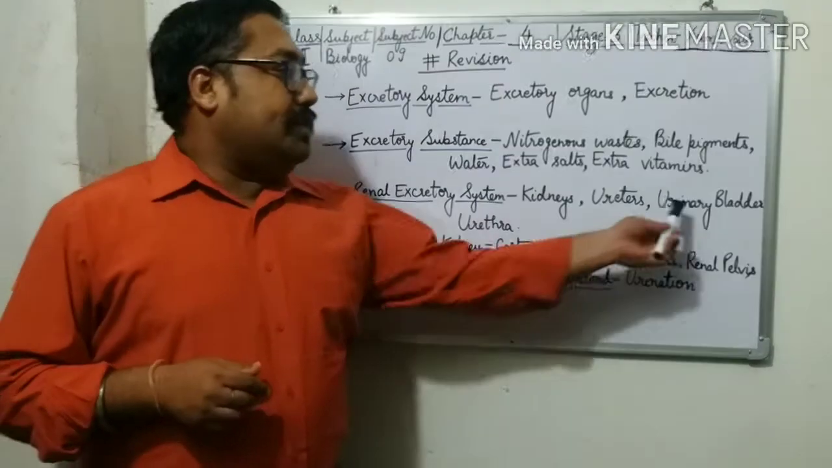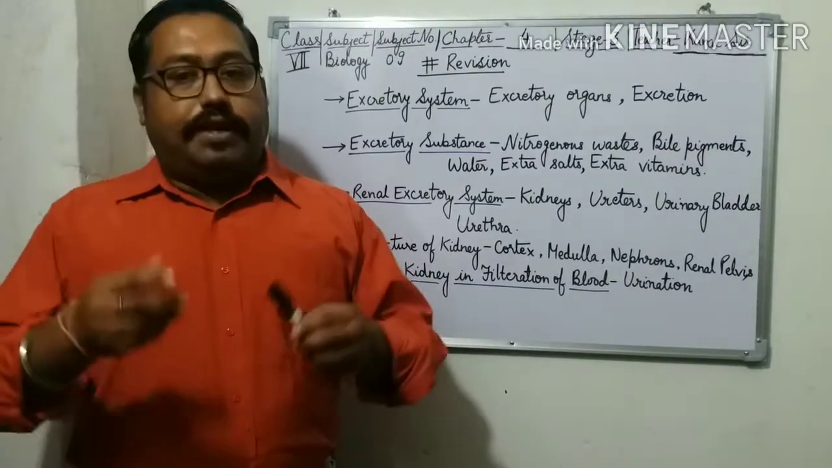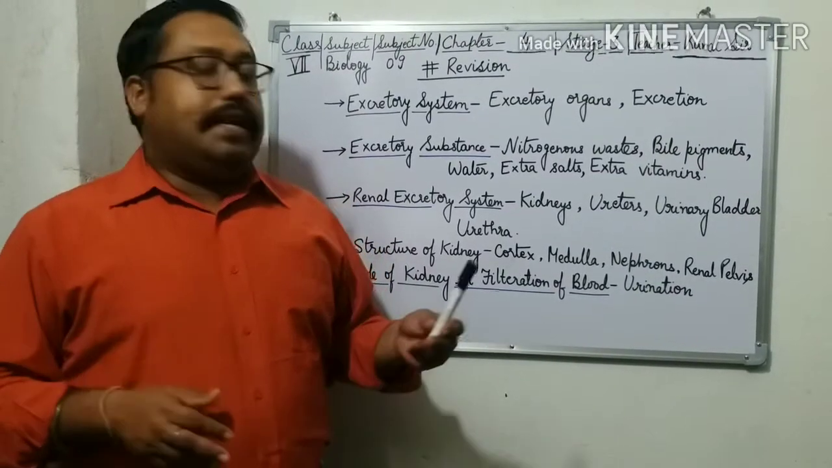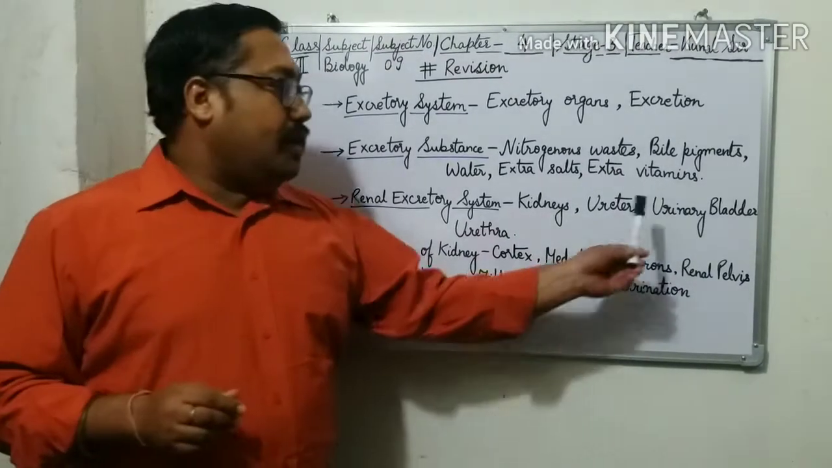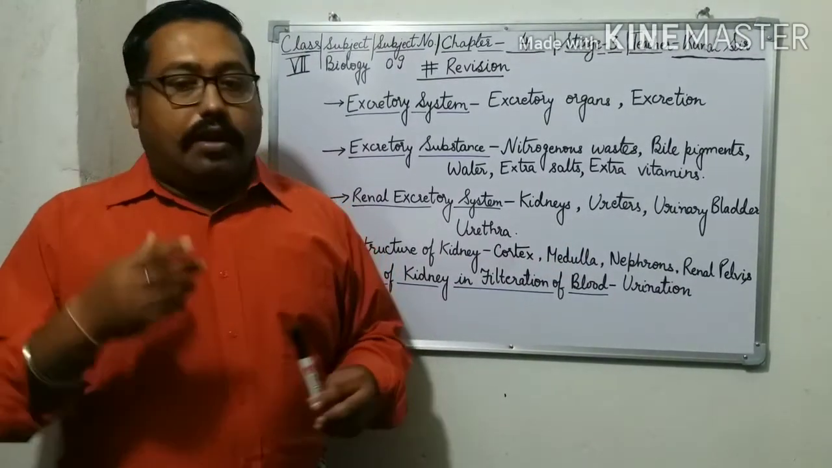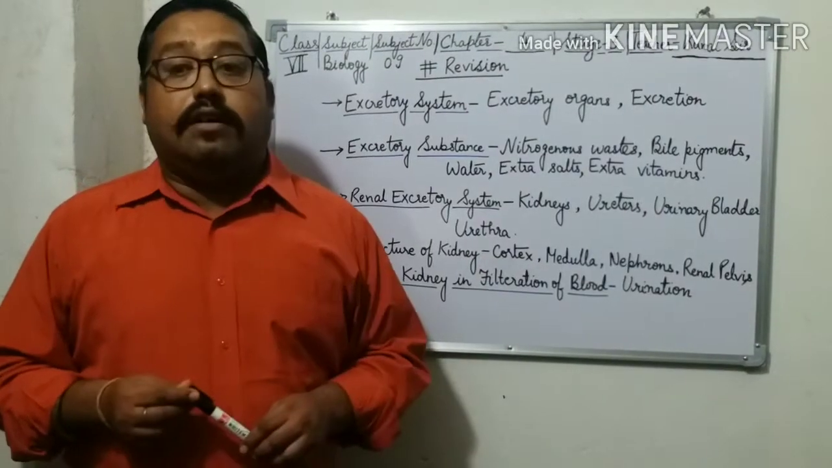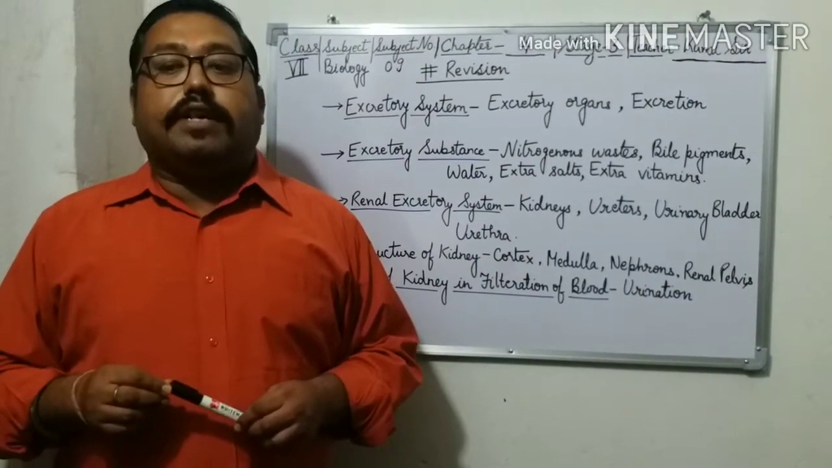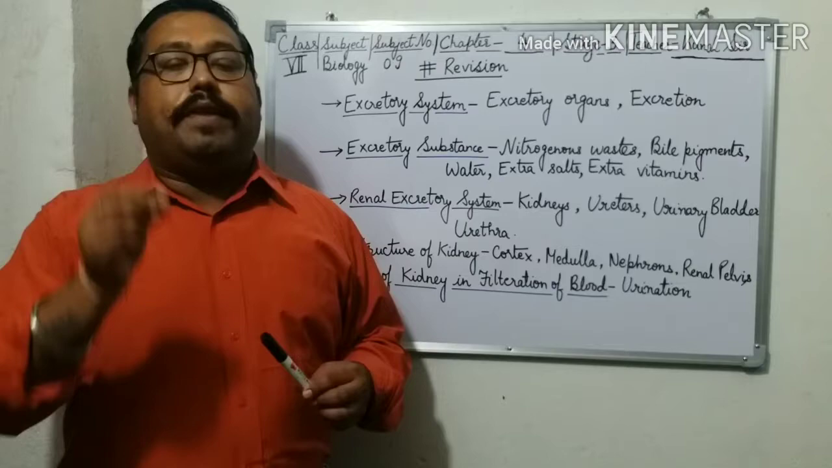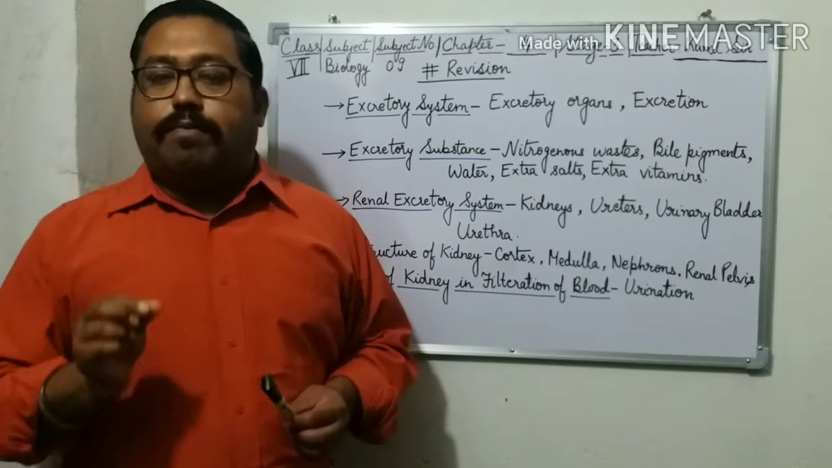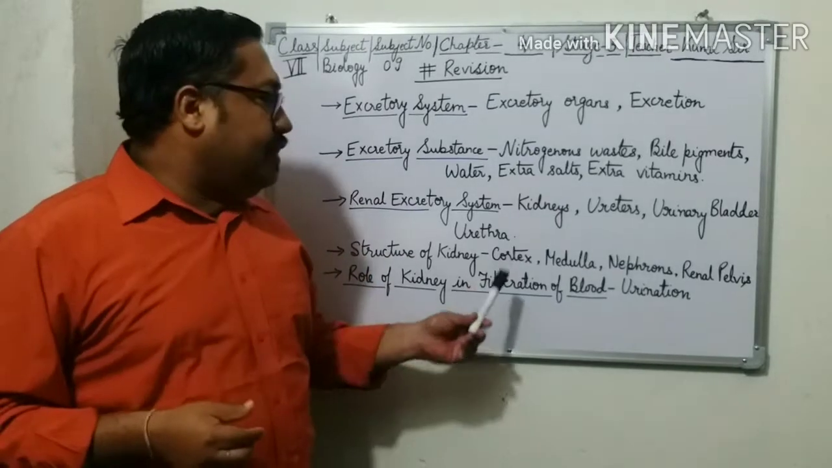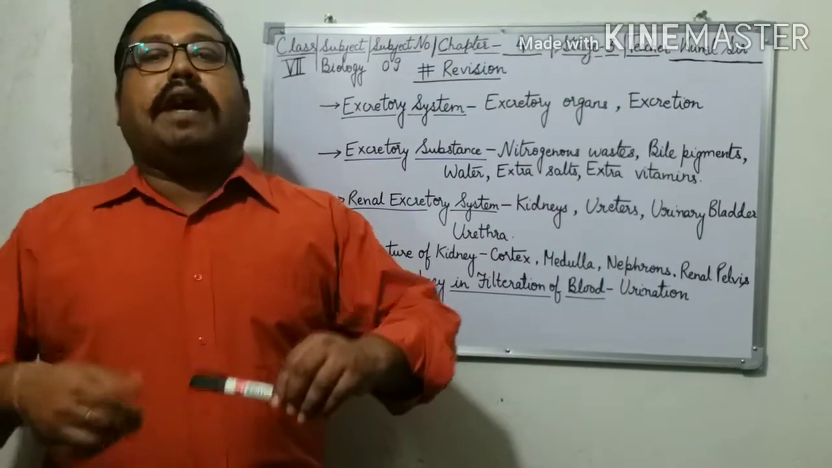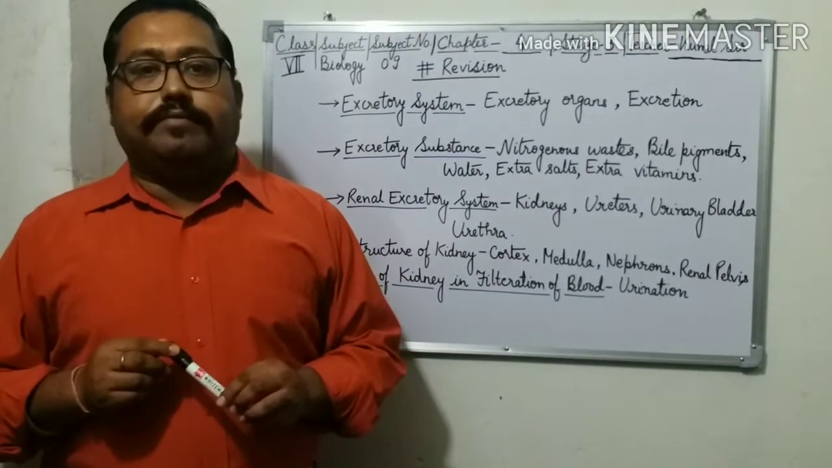What is the role of urinary bladder? The urine is temporarily stored in the urinary bladder. Now lastly comes urethra. What is the role of urethra? It is a tube-like opening from the urinary bladder, through which the urine is passed out from our body.